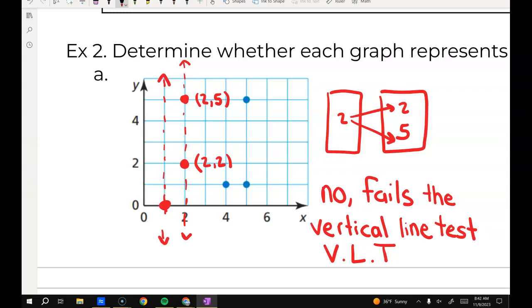I don't even have to check over here. It would fail if I were to draw a vertical line down this way too. But once it fails once, it's always going to fail. All right.